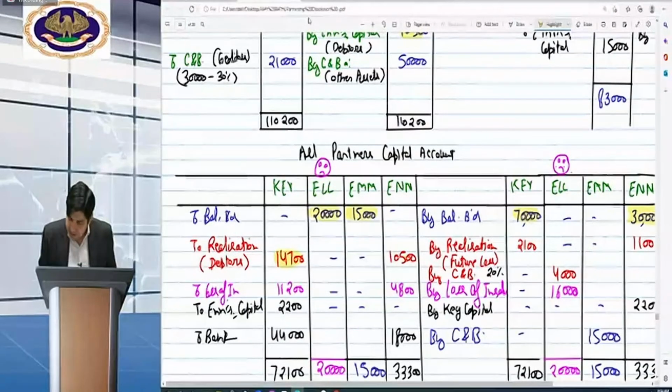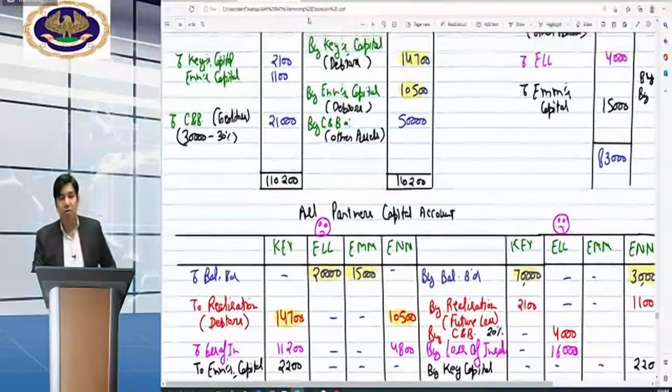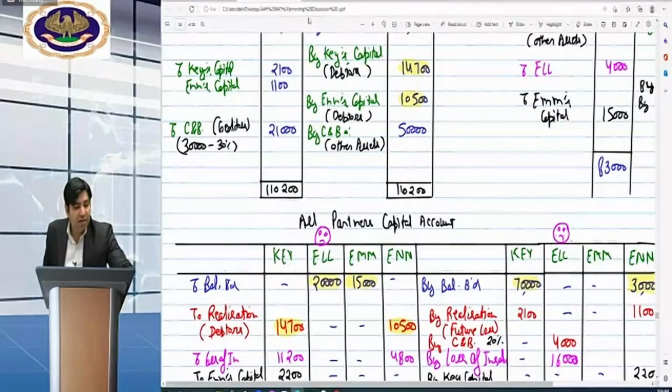14,700 and 10,500 are being dealt with in the partner's capital account accordingly. I think till this point it is okay.